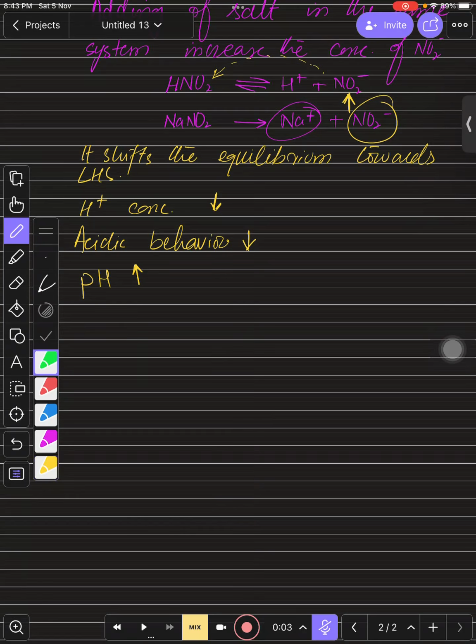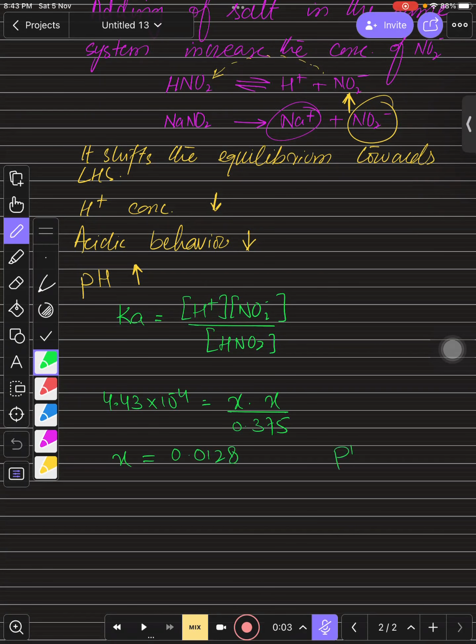Calculation में अगर हम इसको करें, so we know that Ka is what? Ka is actually the concentration of H ions and NO2 negative ions over HNO2. This is the Ka. That's fine. We know that the Ka is 4.43 10 raised to the power minus 4. That's same. We know that. We don't know X, right? And this is what? 0.375. It is fixed. So the value of X that we have previously is 0.0128, and the pH previously we have 1.89. That's fine. We already did this, right? पिछला वाला हम ये कर चुके हैं.